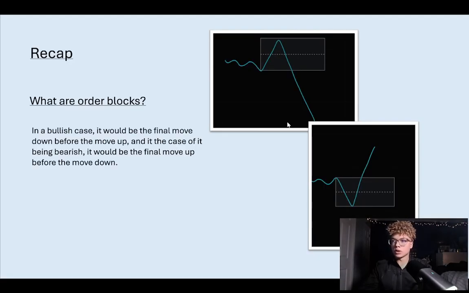So recapping what an order block is: in a bullish case, it would be the final move down before the move up, and in the case of it being bearish, it'd be the final move up before the move down. These are two pretty good examples. I just drew these out. Again, we are going to go in the charts and spot these. It's way better if you just go in the charts and look at them versus drawing these. This is just what it will look like eventually, right? This is easier to draw and easier to look at, in my opinion.